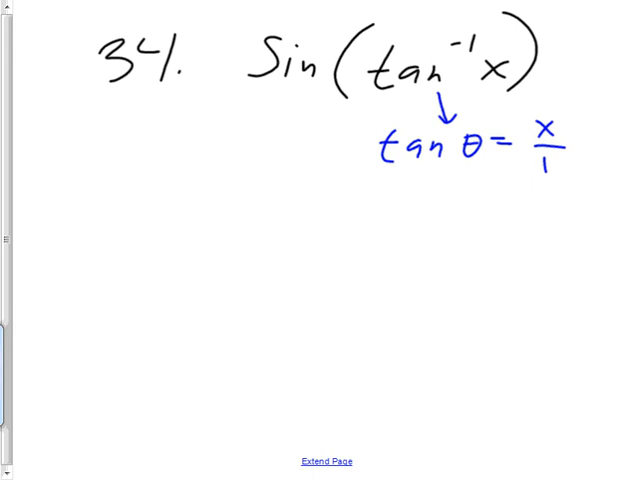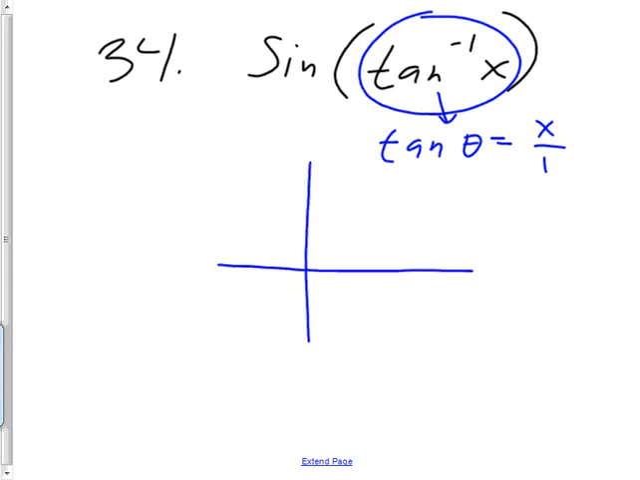Now I know I need to find an angle to answer this question. All right, so I need to find tangent of some angle is x over 1. Well, I got to make a little picture, and I have to imagine, I don't know how long the sides are, but I know the tangent of this angle, tangent means opposite over adjacent. The opposite side's x, the adjacent side is 1. Do you remember how to find the other side?